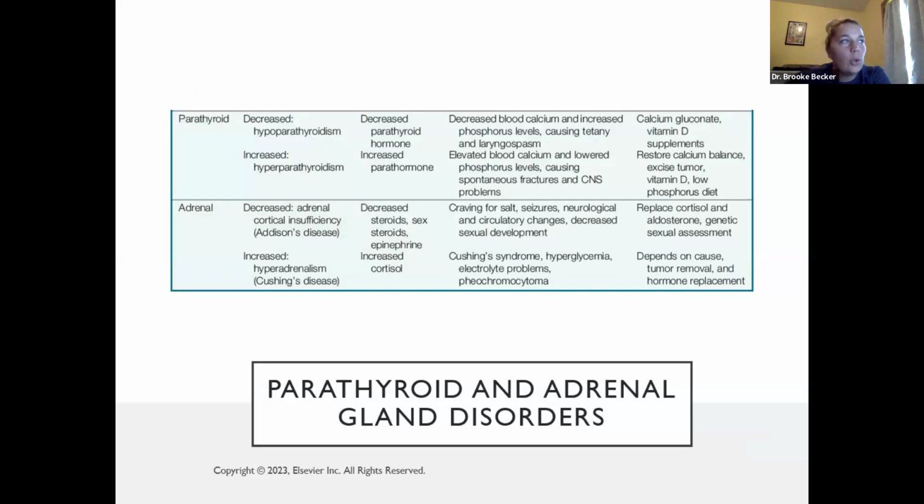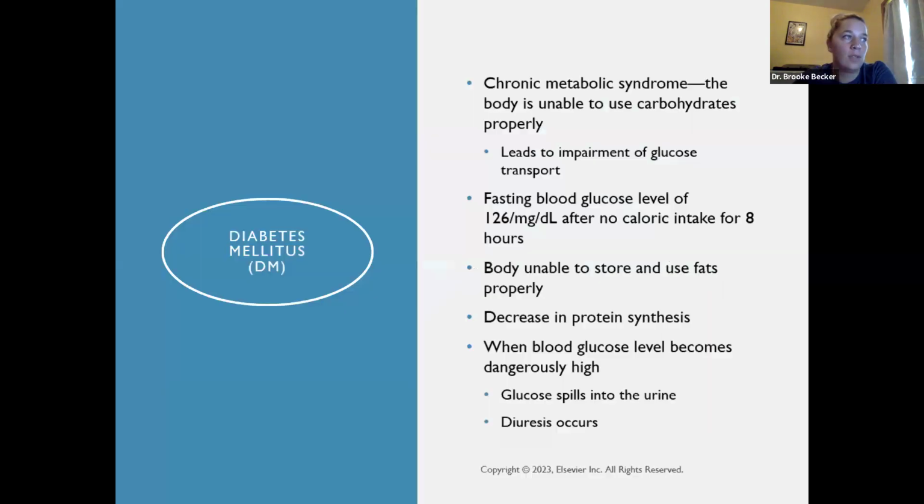And then this goes into Cushing's disease, Addison's disease, which is the adrenal glands. So that's going to be with cortisol. If they have Cushing's disease, they're going to have high cortisol. If they have Addison's disease, they're going to have low cortisol. Okay. So you're either going to be removing those tumors and replacing those hormones if they have Cushing's, or if they have Addison's, you're going to be replacing the cortisol and aldosterone. Okay. So that chart breaks all of those down briefly for you.